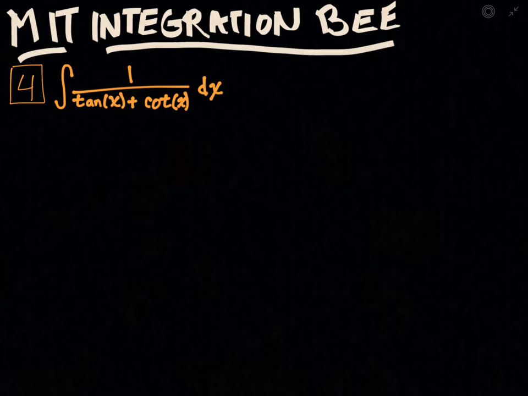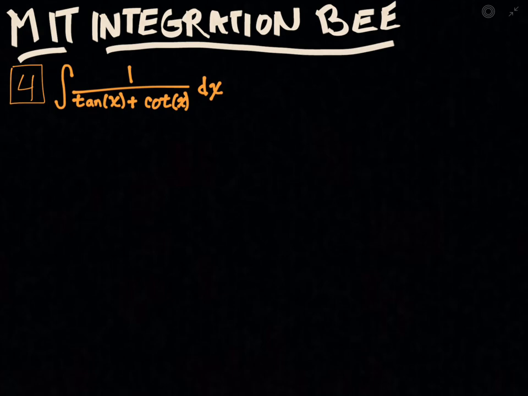Alright, welcome back everyone. So here we have problem 4 of the 2018 MIT Integration B qualifying exam. We have problem 4, which is the integral of 1 over tangent x plus cotangent x dx. So let's go ahead and jump right in.